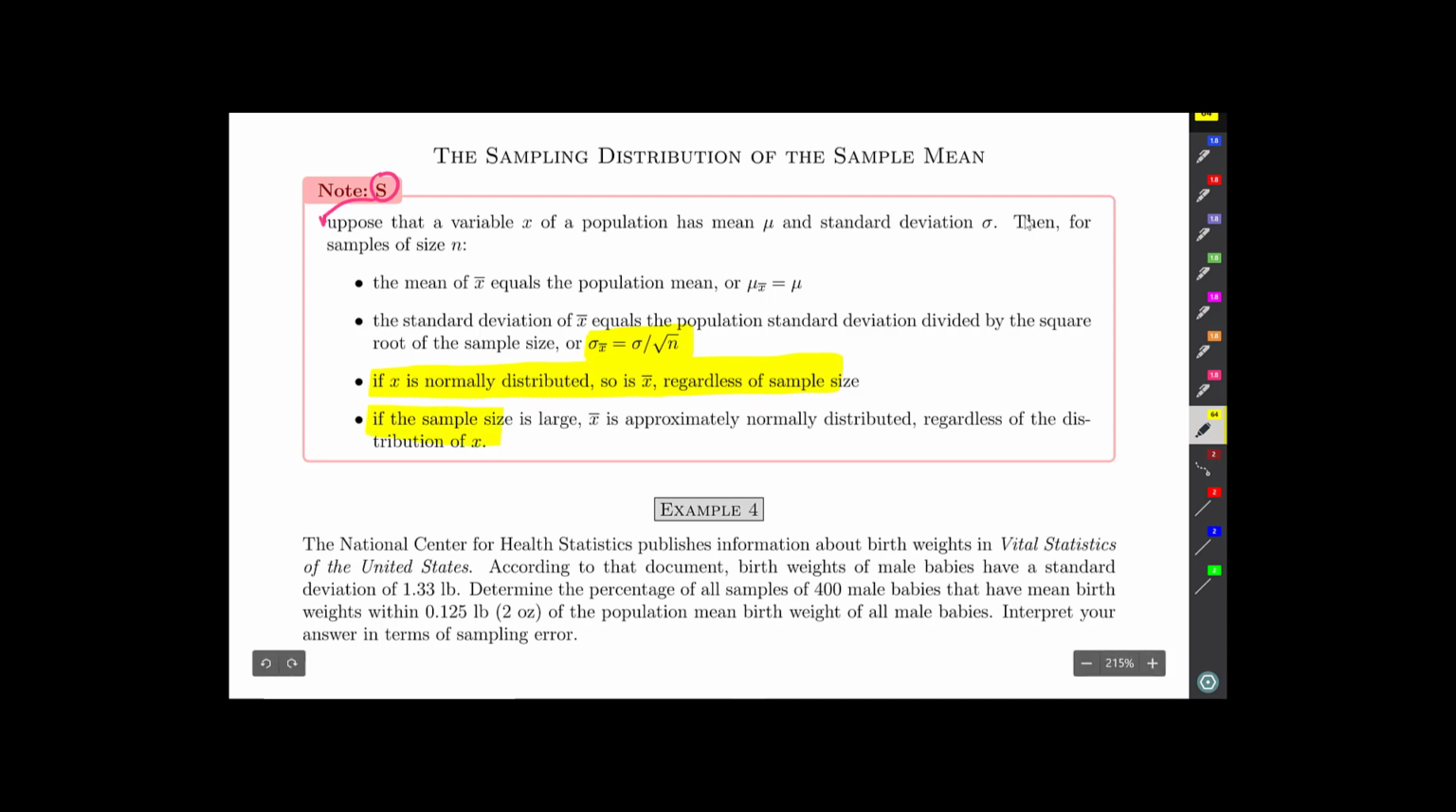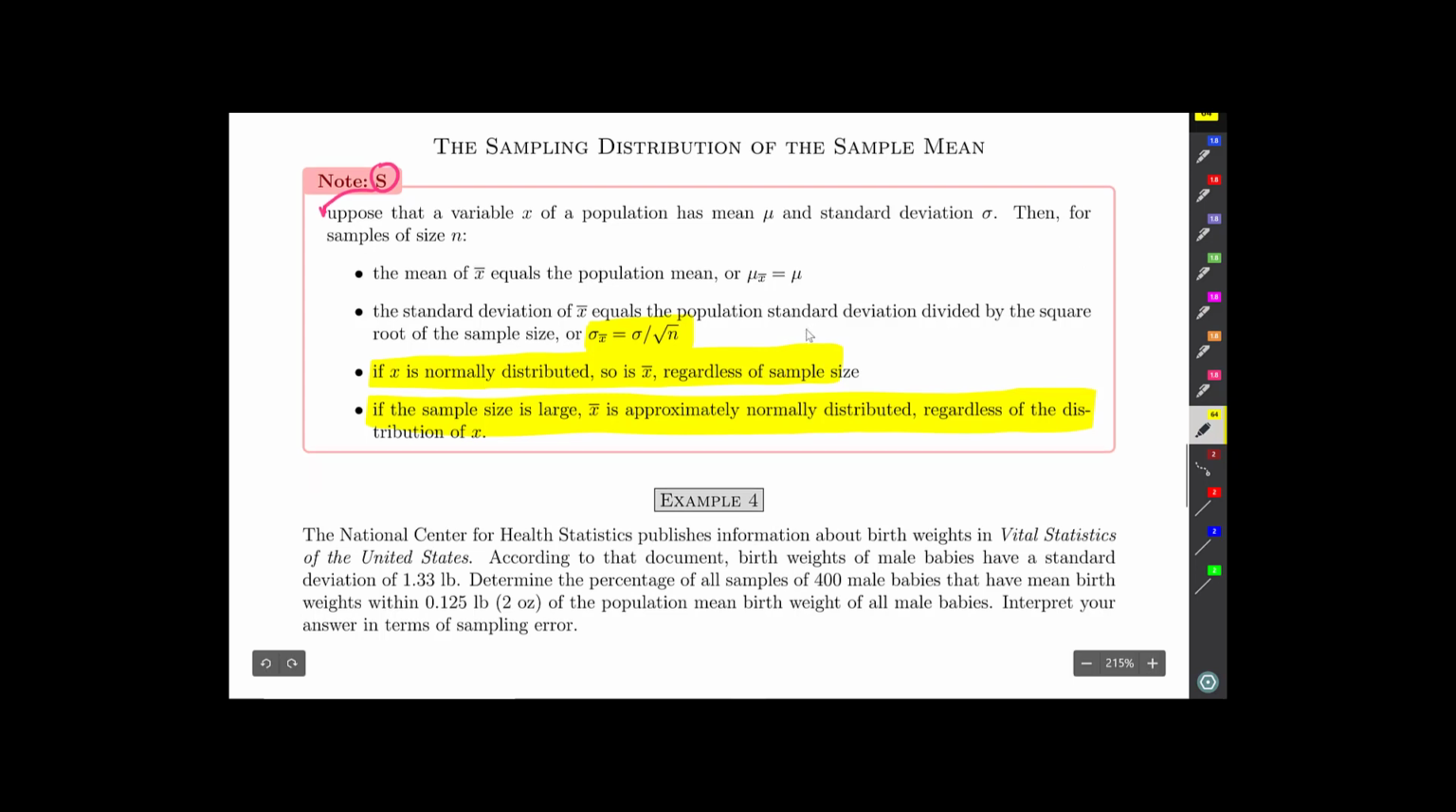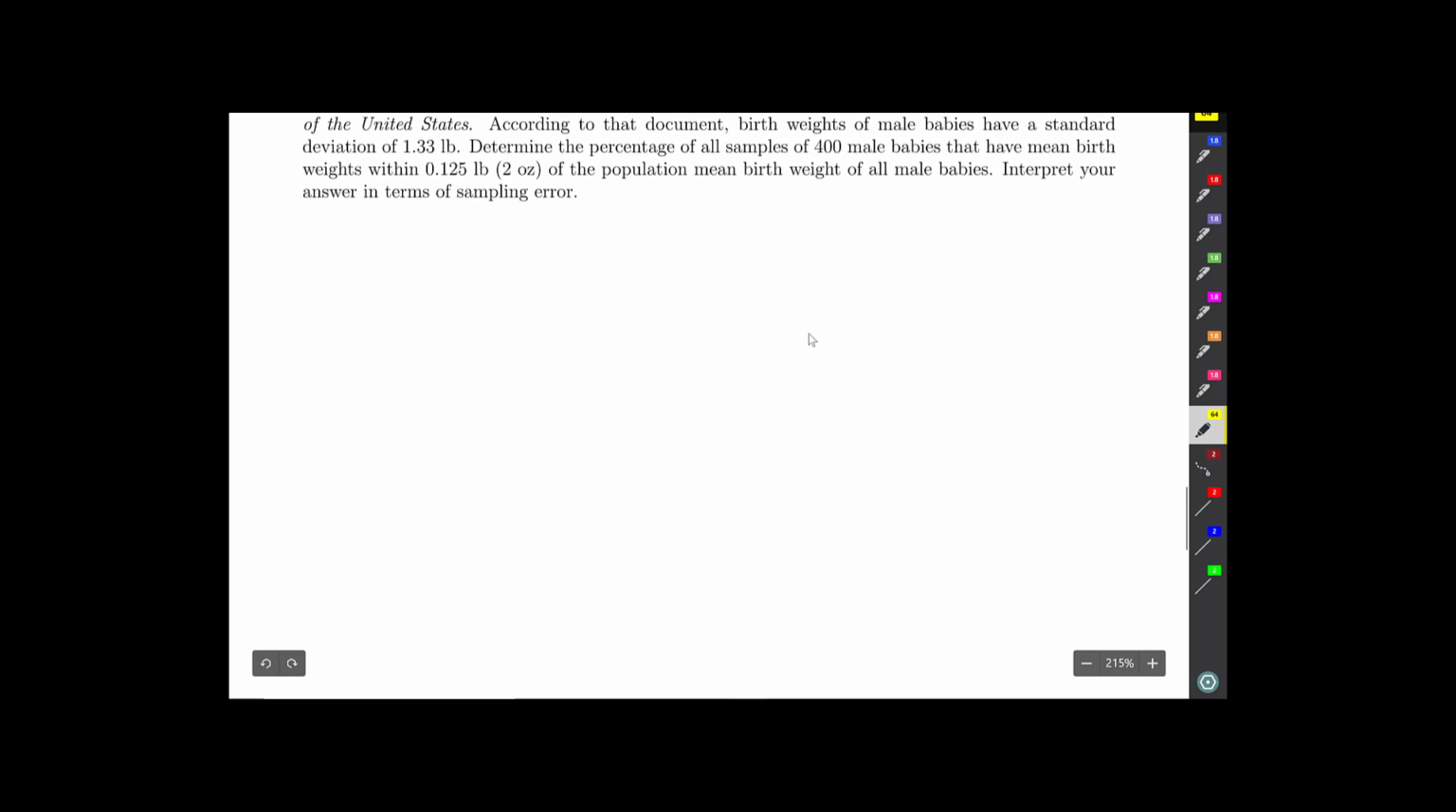If the sample size is large and X bar is approximately normally distributed, or if the sample size is large, X bar is going to be approximately normally distributed regardless of the distribution of X. And we're going to see this now with example 4, and this will be the last example before the conclusion of these notes.